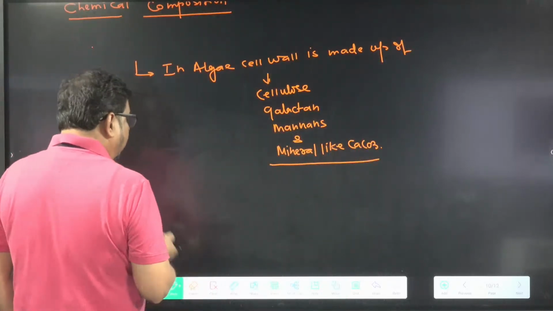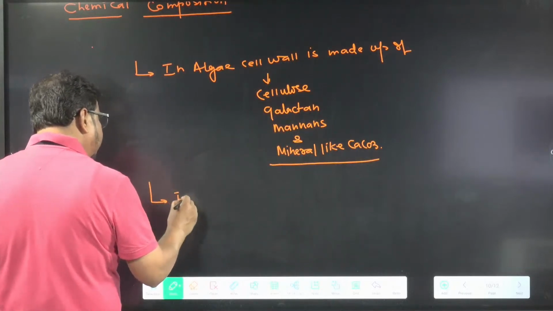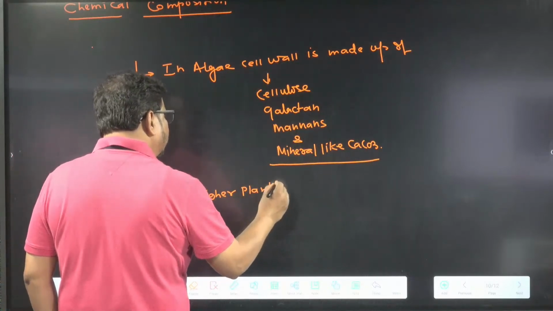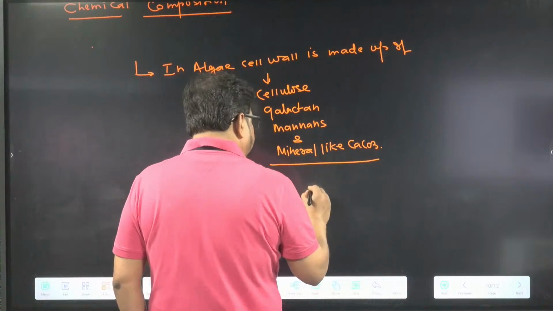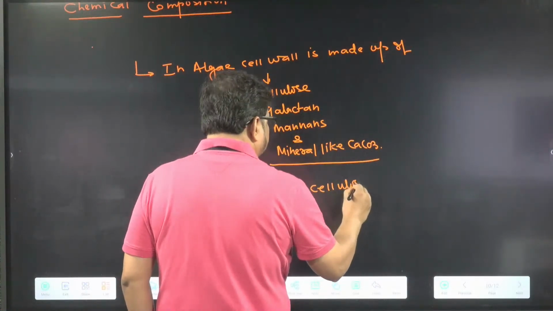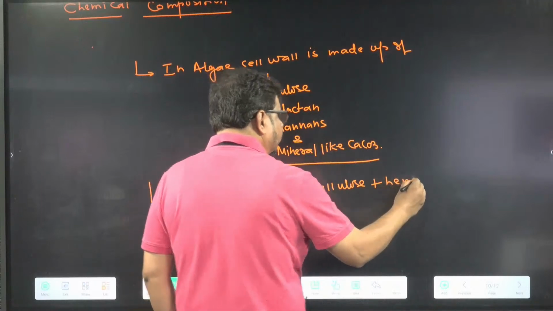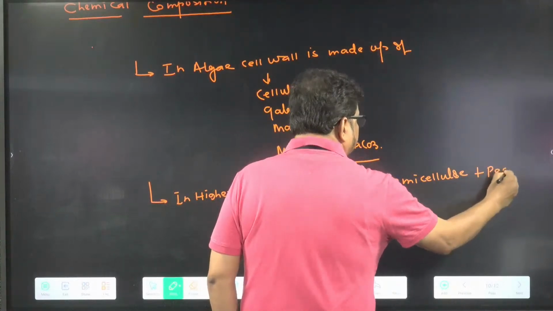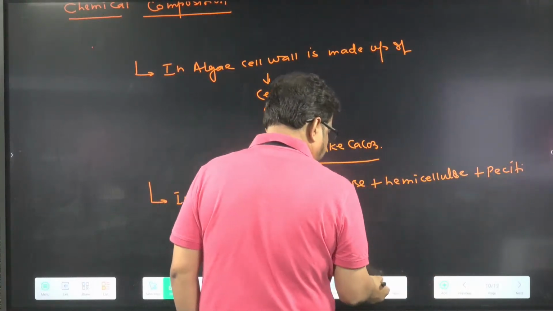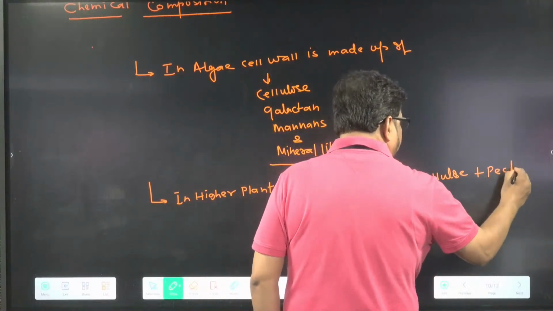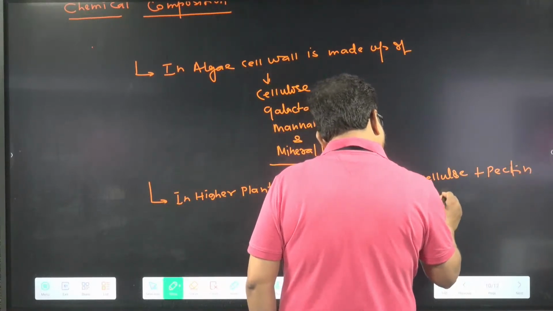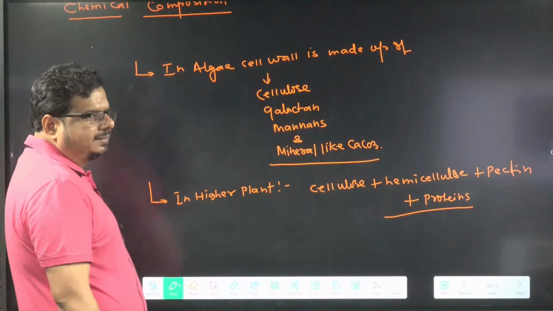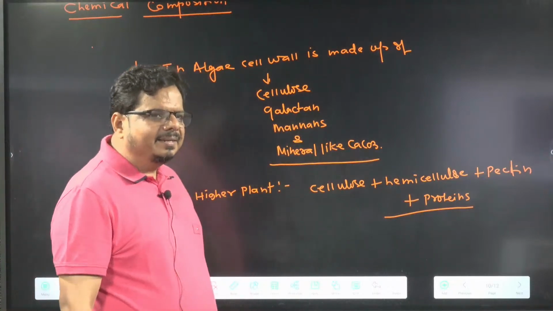Getting the idea? Now I am telling about higher plants. What is the composition of the cell wall? It is cellulose plus hemicellulose plus pectin plus protein. So these are the chemical composition of the cell wall of higher plants. Understanding the idea? Is it clear in the mind?